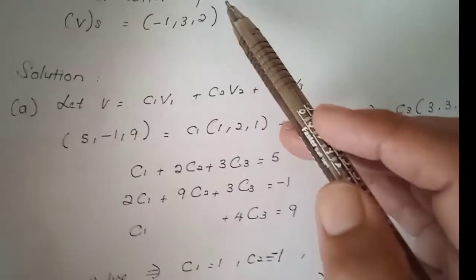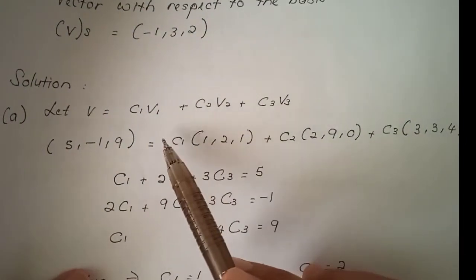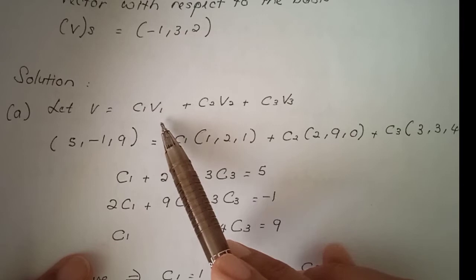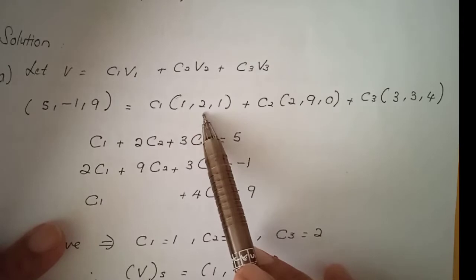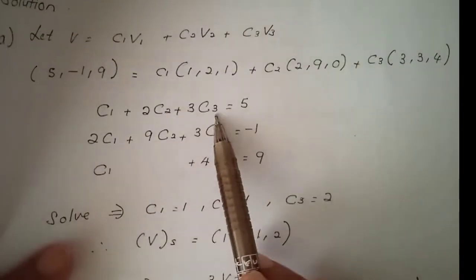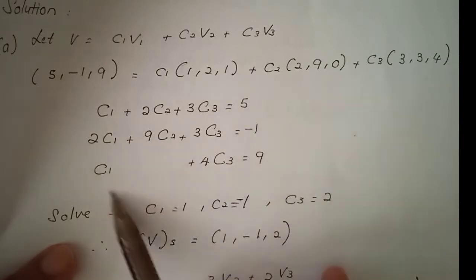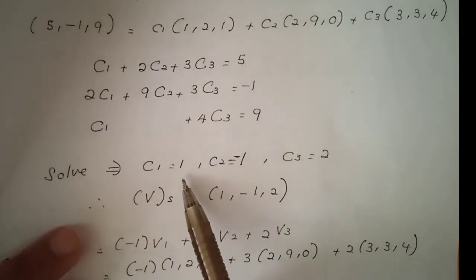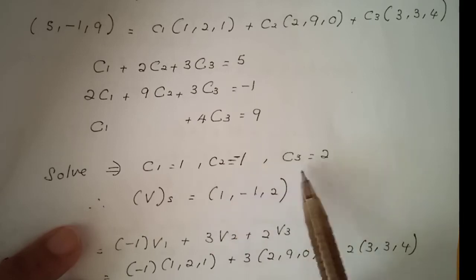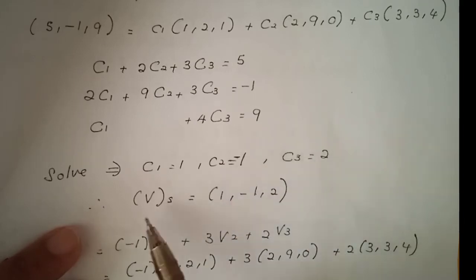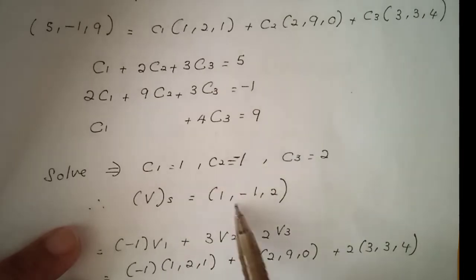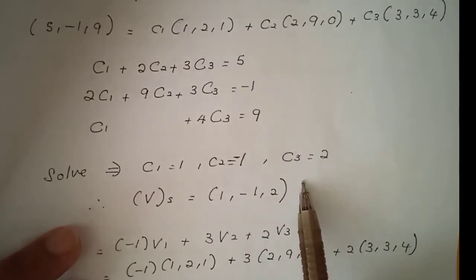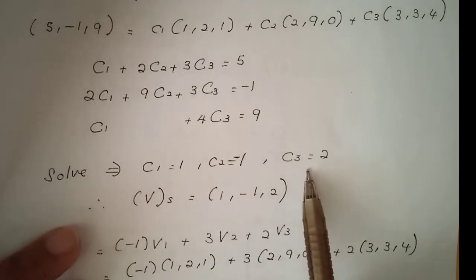Okay, solution. Let V become a linear combination of vectors V1, V2 and V3 as this. Put back the components of the vectors here, write in the form of a system of equations and solve this. Once we solve this, we get C1 is 1, C2 is -1 and C3 is 2. So therefore the coordinate vector with respect to basis S is given by 1, -1 and 2, the solution of C1, C2 and C3.